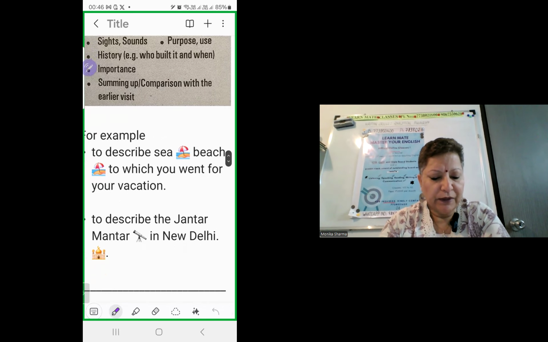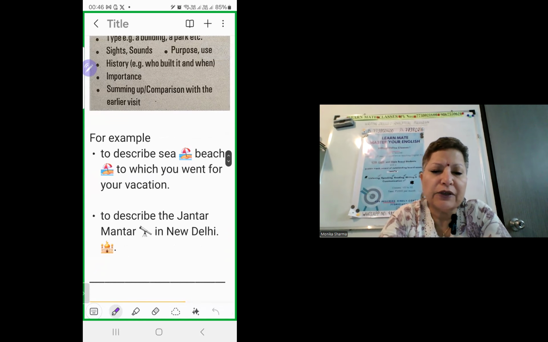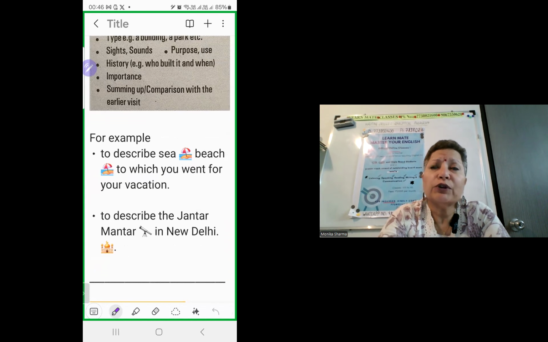Your examples would be first to describe a sea beach to which you went for your vacation. It's a very common one. And you can just pick up any place which has a beach. You do not need to be very very specific, and most of us would generally know what you find in a beach, what you find in a mountain location, what you find in an adventure park.